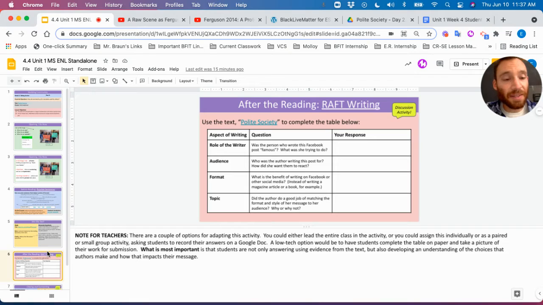This is an important activity to help students understand the context of what they're reading, and to think about a text critically, to think about the role of the writer, the author's point of view, who the text is designed to be written towards, the format of it, how the format of a Facebook post might be different than a formal essay.